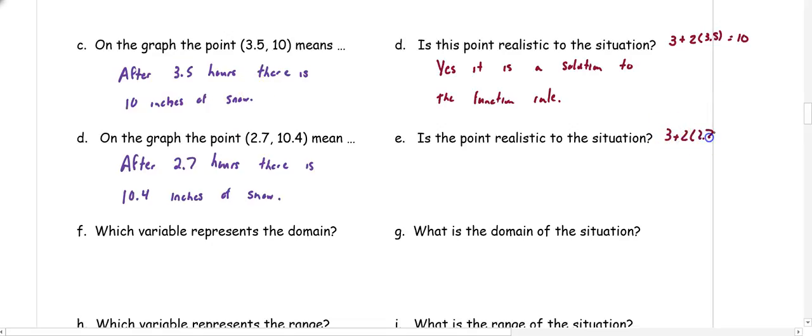3 plus 2 times 2.7. This is where we run into an issue because when I put that into my function rule and multiply it out and simplify, I only get 8.4, which means my output wasn't the correct number. So, is this realistic? No, because it is not a solution to the function rule.